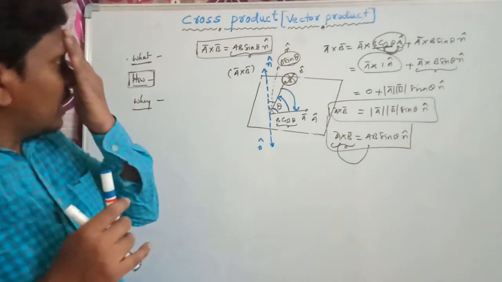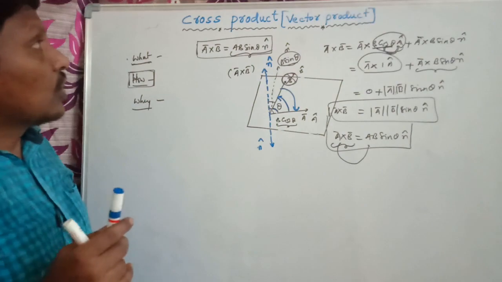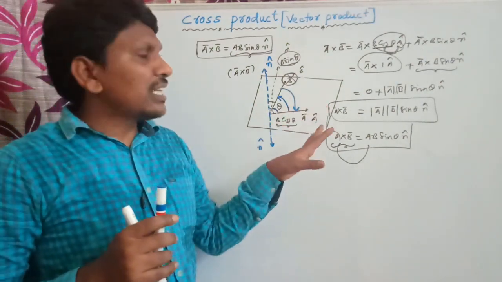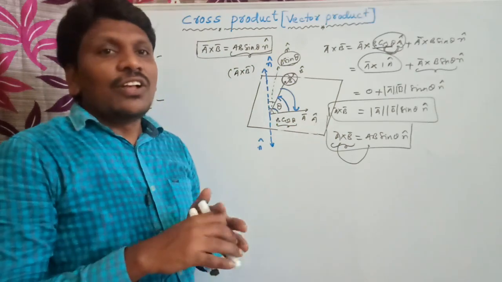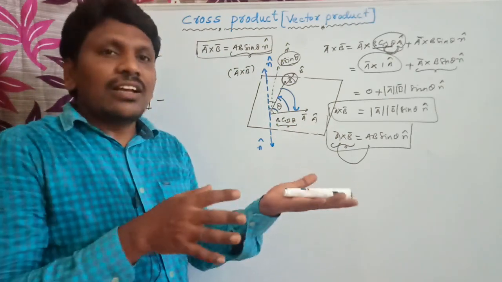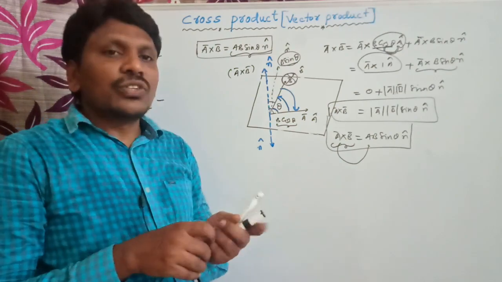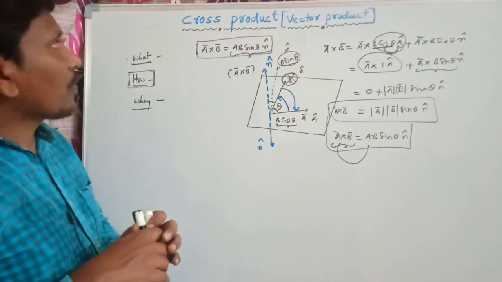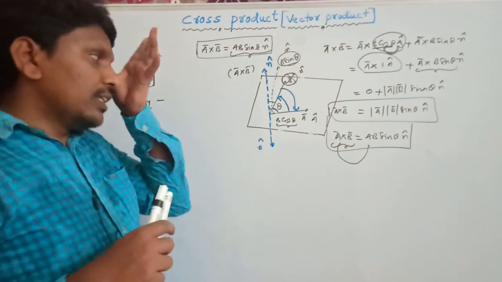So this is how we can simply understand the cross product or vector product. Without a diagram we cannot understand, without examples also we cannot understand. I have taken some markers for this. Without practical examples we cannot understand the cross product or any concept in physics.